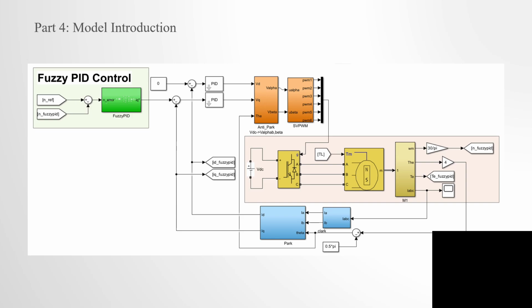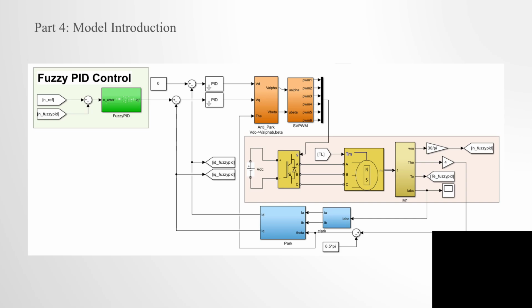I will introduce our module. This module adopts a FOC structure of fuzzy PID speed outer loop with PI current inner loop. Through Park decoupling, SVPWM drives the inverter and the motor. Measurements of ABC and omega m are used to form a closed loop, and the overshoot, settling time, and anti-disturbance performance are verified through loading and deceleration step tests.